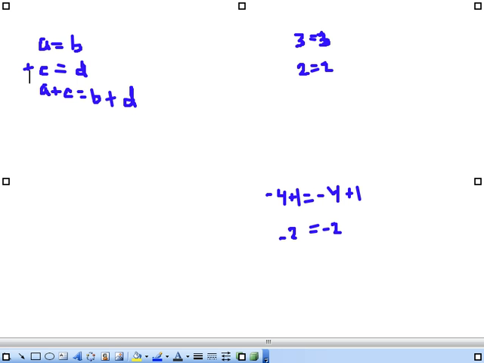Nancy's team made 10 more chips than Jim's team. How many computer chips did each team make? So first we're going to learn to solve by addition.